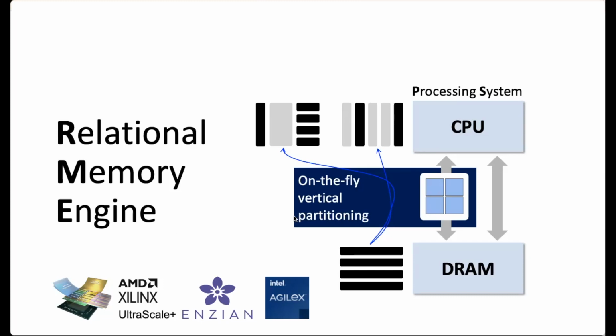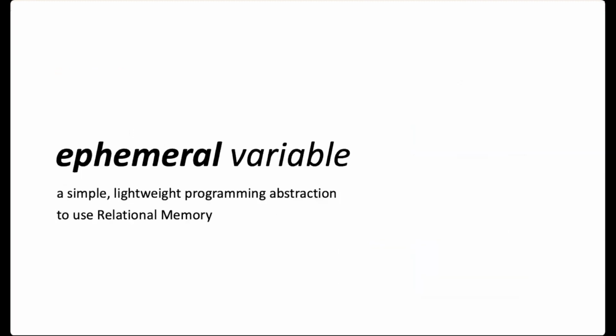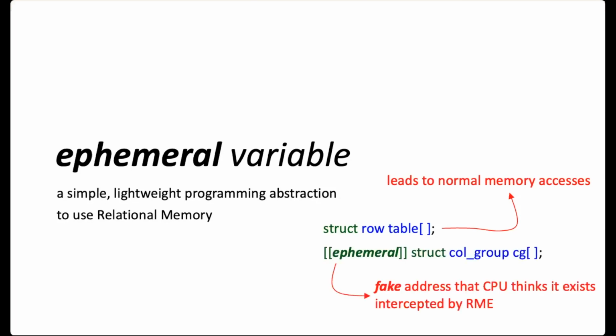From now on, I'm going to explain how relational memory works and how to use it. Let's start with how to use relational memory engine. As a simple lightweight abstraction to use the relational memory, an ephemeral variable is proposed. Unlike a regular variable that leads to memory access, an ephemeral variable is a special type of variable that is mapped to a fake address that the CPU thinks exists. Whenever the CPU tries to read the data from the ephemeral variable, the read requests are intercepted by the relational memory engine.